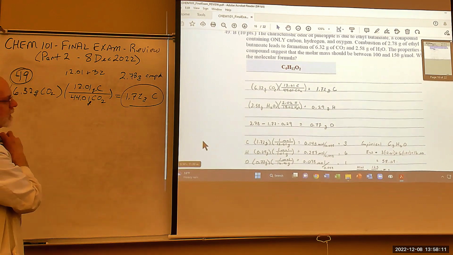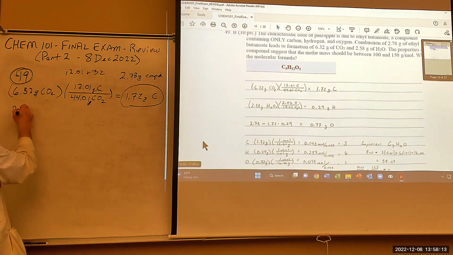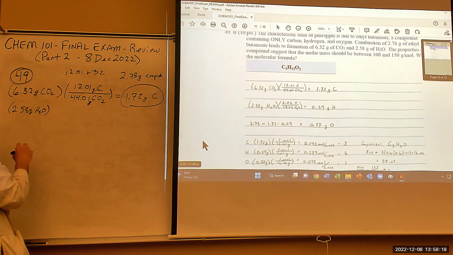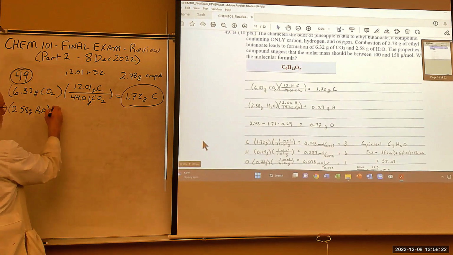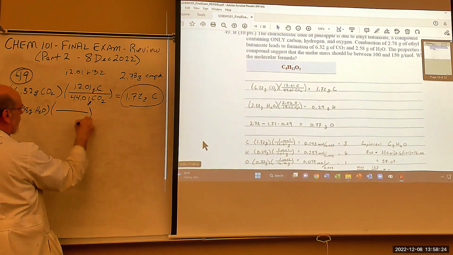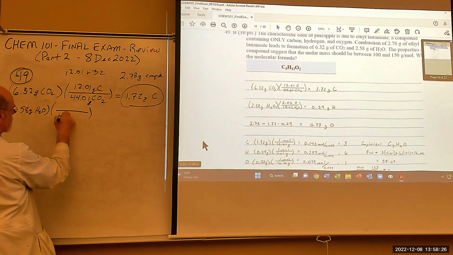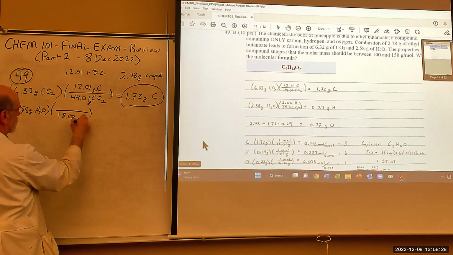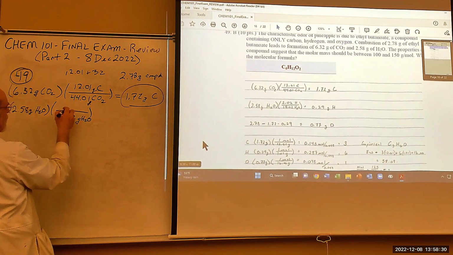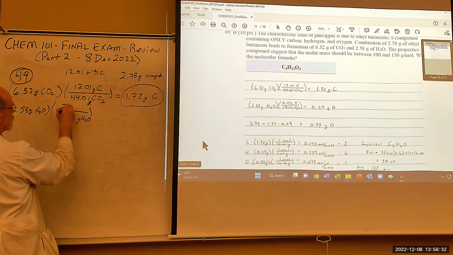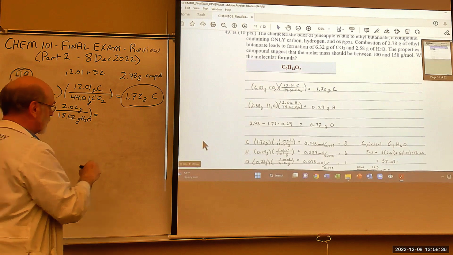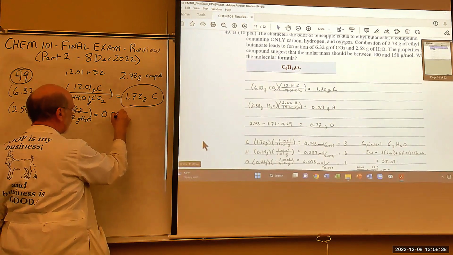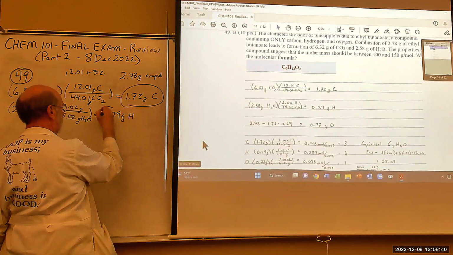How about hydrogen? Right. So we have 2.58 grams of water. This is actually how we would do it in the laboratory. These calculations are the same things you would see in the lab. So water is 18.02 grams, you know that, and two hydrogens is 2.02 grams. Okay, so that gives us 0.29 grams of hydrogen.